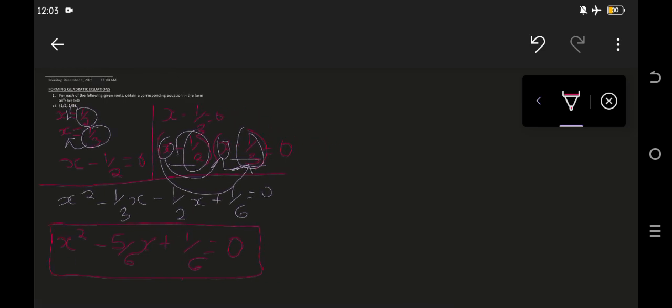This is what we have. Before we proceed, you can just pause and look at what we have done to make sure that you have understood the process. But if you have not understood the process, let us look at the next example.